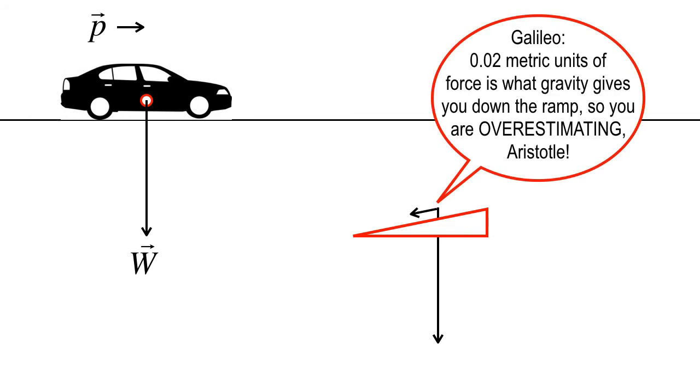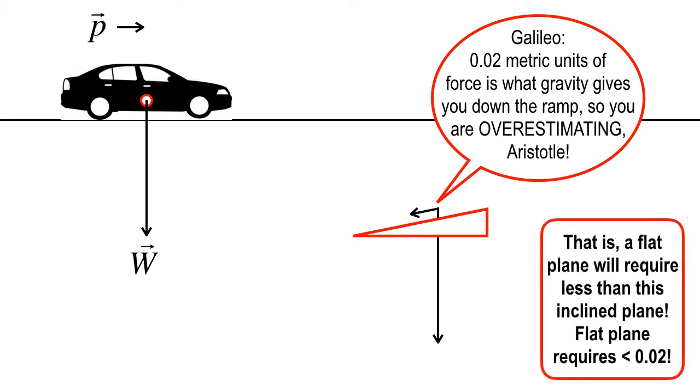And so Galileo says, yeah, okay, 0.02 for a flat plane, according to you, Aristotle. But no, that's not right. 0.02 newtons is what this car would need if it was on this ramp. This is the force accelerating it down this ramp. So whatever the horizontal plane is, you are overestimating, Aristotle. It needs less than what you say. And here's the kicker. Whatever the flat plane needs, it's definitely less than 0.02. This triangle and set of forces proves that.